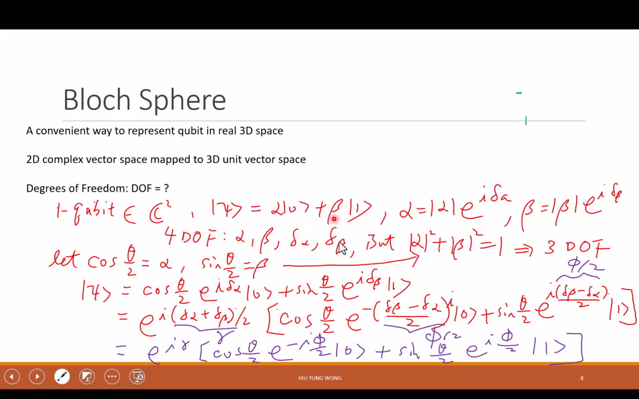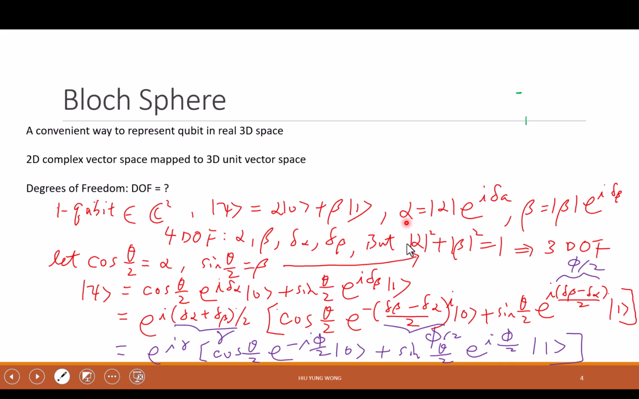And the basis states are 0 and 1. I have alpha part of 0 and beta part of 1 that give me one particular state. But alpha and beta, they are just complex numbers. Complex numbers have 2 degrees of freedom. I need to specify the real part and the imaginary part to fix the complex number.